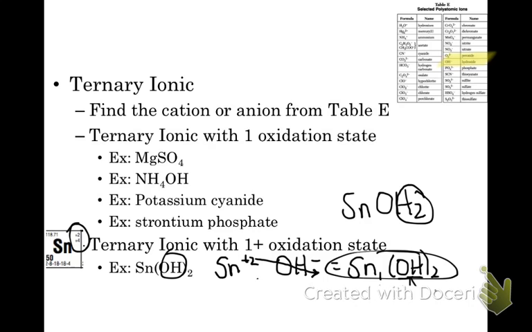And to write this out, I'm going to write out tin. I used the +2 version, so I'm going to write tin, Roman numeral 2, and then I'm taking the name from OH from table E, hydroxide. Okay, so that's tin 2 hydroxide.